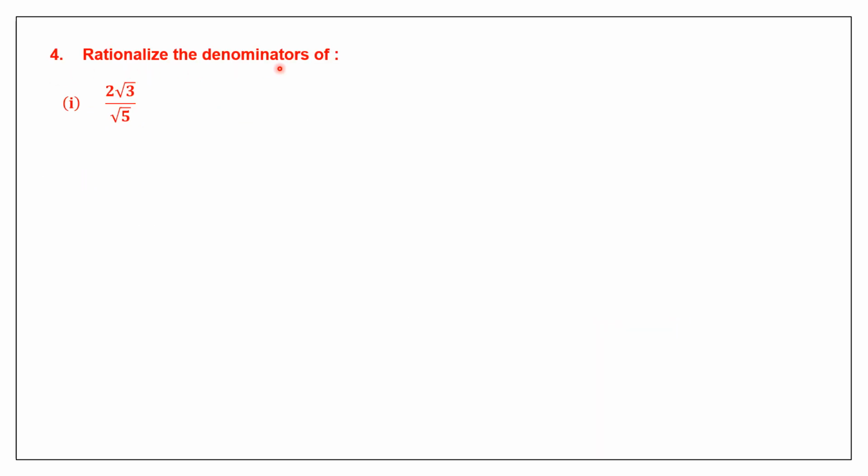Question 4 is rationalize the denominators. So we take only the denominator. We're going to rationalize only the denominator. So question 1 is 2 root 3 by root 5. So let's rationalize the denominator root 5.